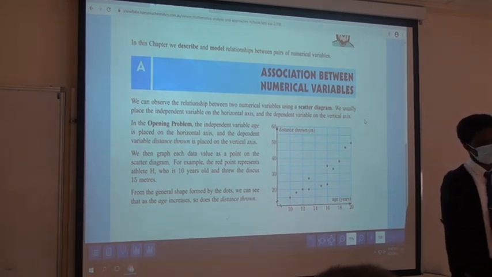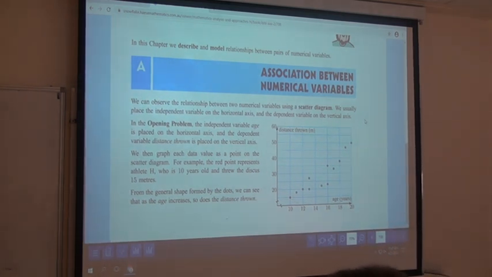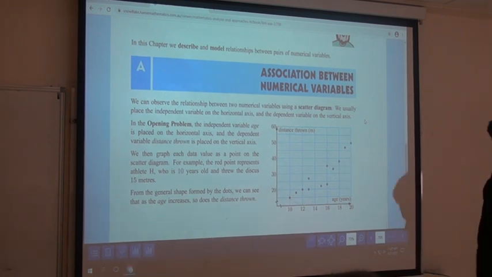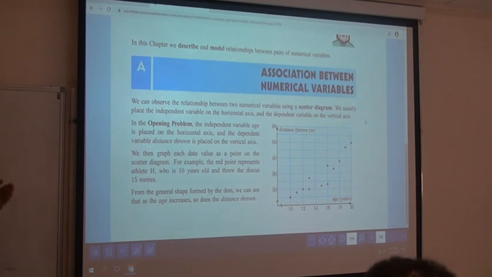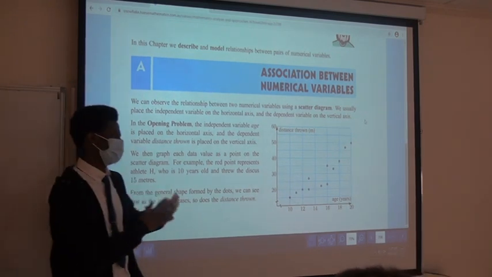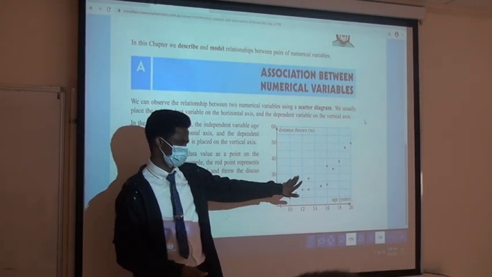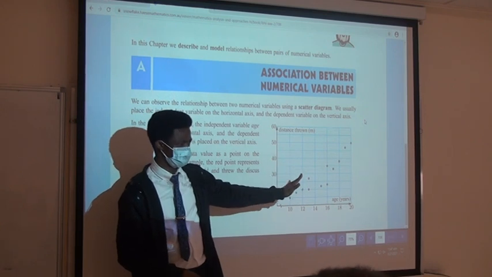And why? Yes, miss. No, because you can see some of them at the same age, they can throw different distances. Some throw a longer distance, some throw a shorter distance. Maybe you are not getting the question, or maybe you are thinking about it the other way, but that's a nice attempt. I'm not saying this graph is a wrong graph, because it's actually from data, okay?